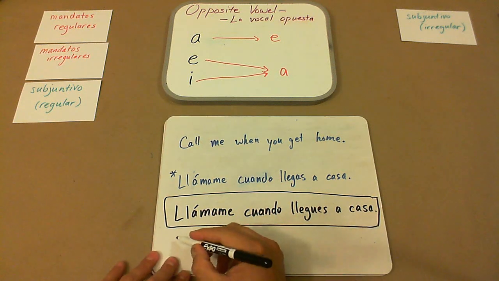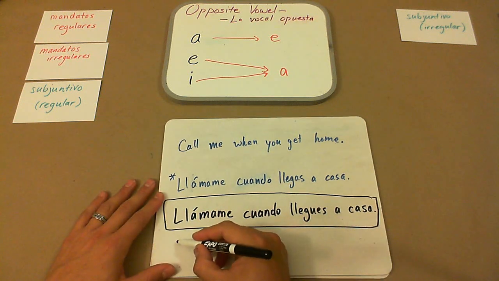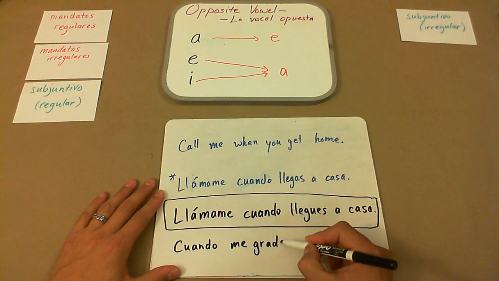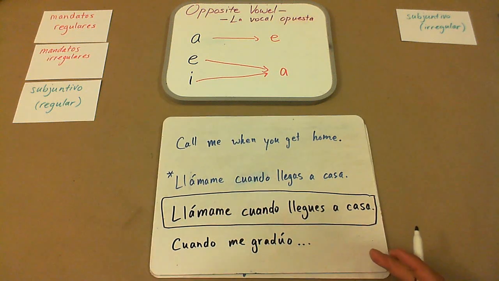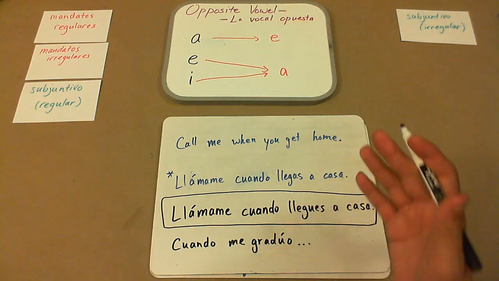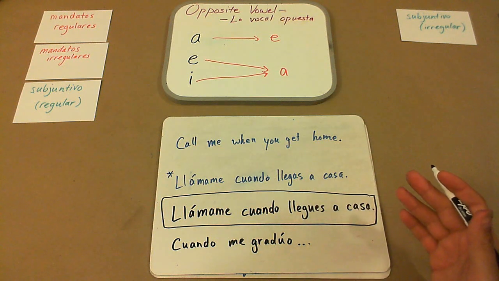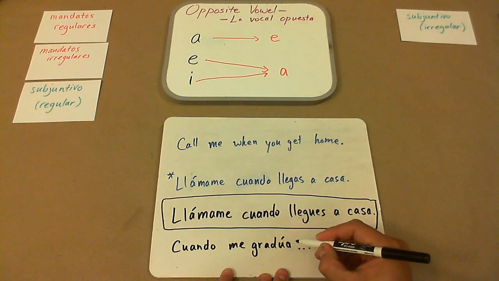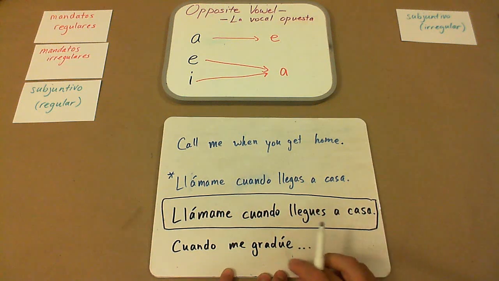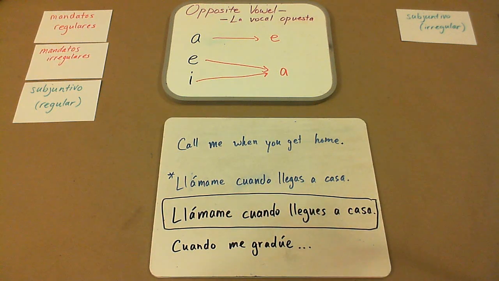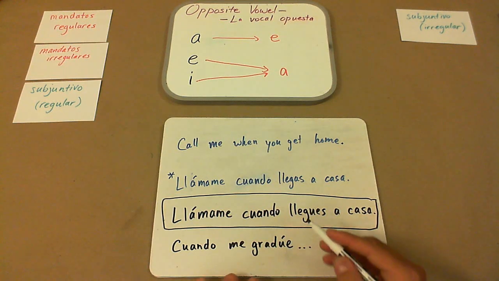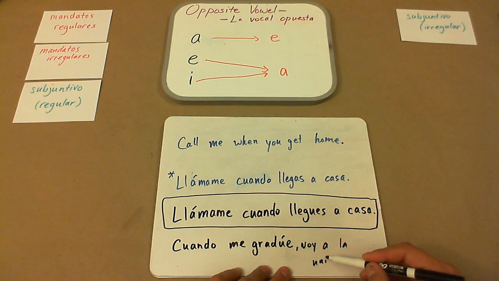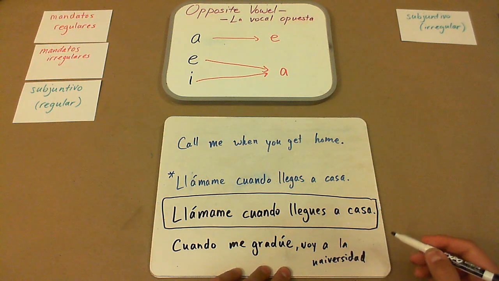Likewise, we don't say when I graduate, cuando me gradúo, because this would sound like every single time that you graduate, you do something. But this is a possibility, right? When I graduate next year, if I pass all my classes and if I don't die, when I graduate, so we have to say cuando me gradúe. Because it's graduarse, opposite vowel, cuando me gradúe. Cuando me gradúe, whatever, voy a la universidad. Or something like that.